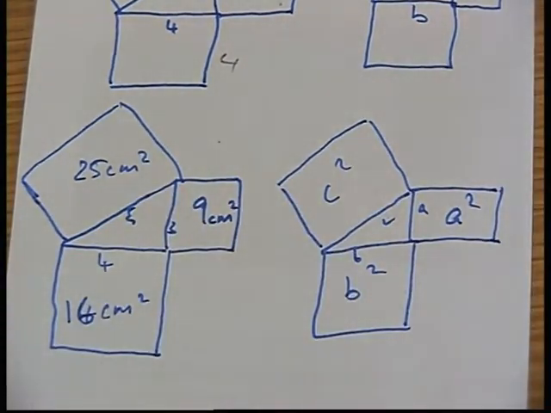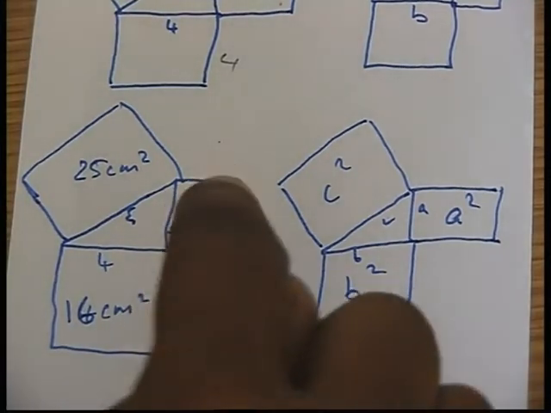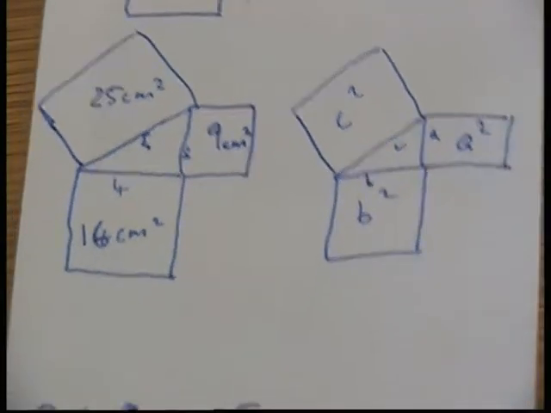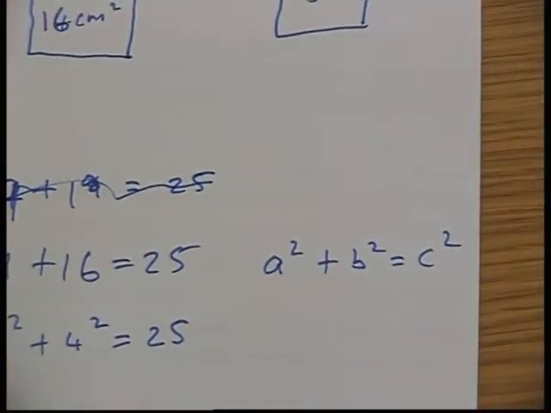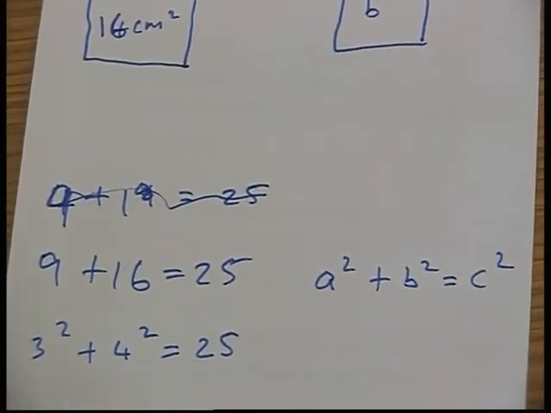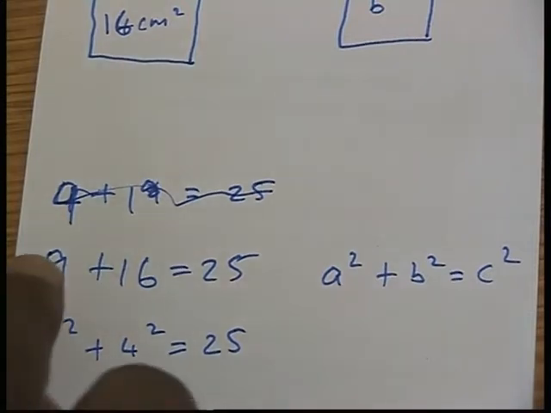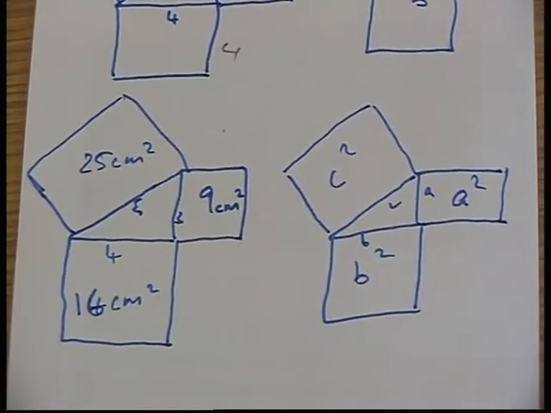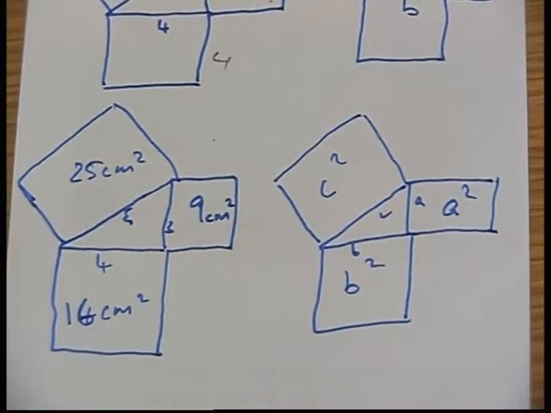Do you see any relationship between 16, 9 and 25? Do you see any relationship between this and that? 9, 16 and 25. Did you notice that 9 add 16 is equal to 25? Likewise, you can say A square plus B square is equal to C square. Look, 16 plus 9 is 25. So A square plus B square is equal to C square.